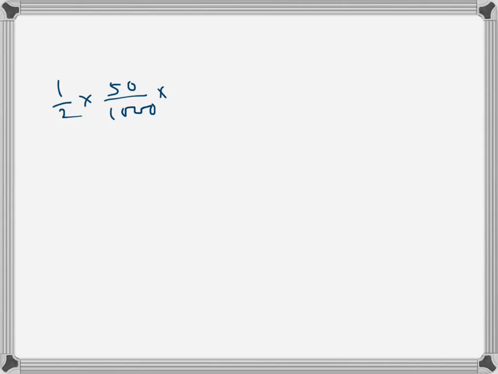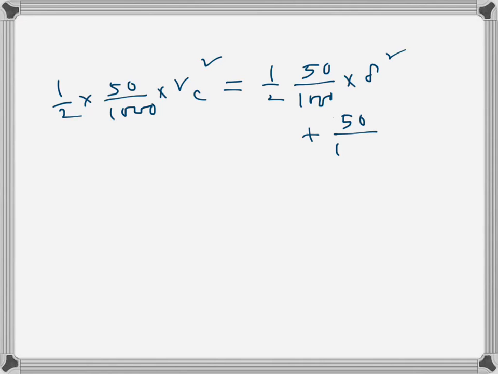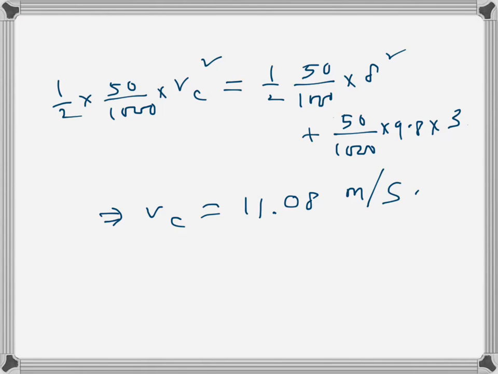with m being 50 over 1000, equal to half into m, 50 over 1000, times 8 squared. I am writing the right-hand side first, and then plus m, 50 over 1000, times 9.8 times 3, because that is the height from A to C. We are just writing the potential energy of A with respect to position C. Once I solve that, I get vC to be 11.08 meters per second.